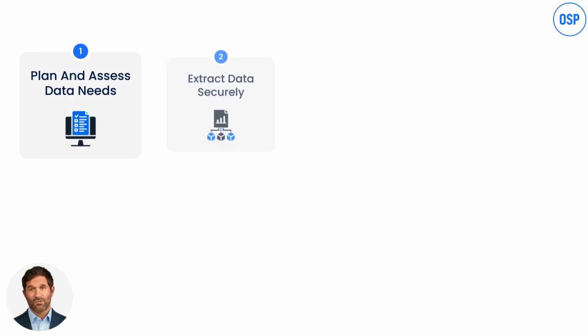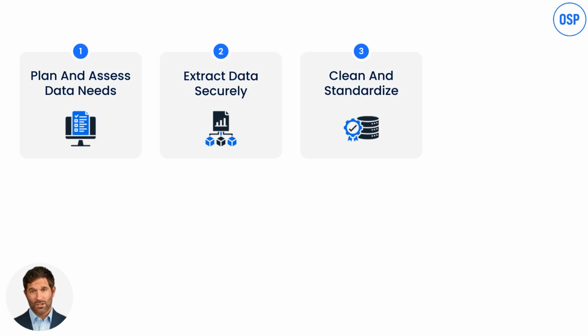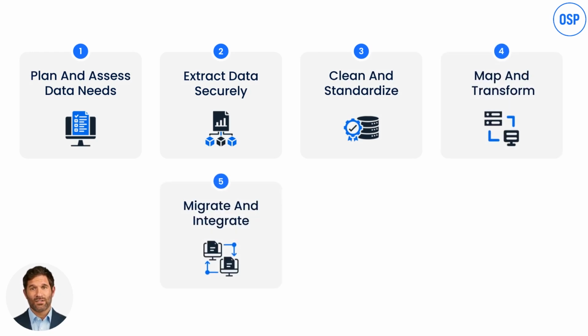So there you have it, the 6 key steps to a smooth Epic EHR data migration. Plan and assess your data needs. Extract structured and unstructured data securely. Clean and standardize data before migration. Map and transform data to fit your new system. Migrate and integrate in controlled phases. Validate and test before going live.